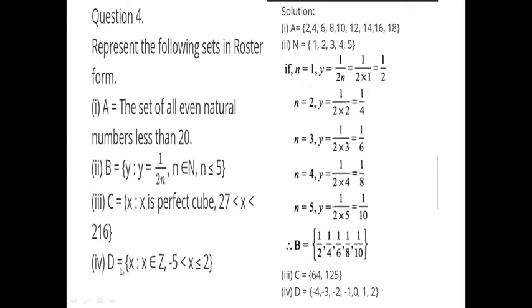And the fourth subdivision, D equal to set of x such that x belongs to Z and x is greater than -5 and less than or equal to 2. So what does this Z refer to? The Z refers to the integers. So x is an integer greater than -5 and less than or equal to 2. So what are the elements of x? It is -4, -3, -2, -1, 0, 1 and 2, because it is given less than or equal to, so 2 must be included in the set. So these are the elements of the set D.